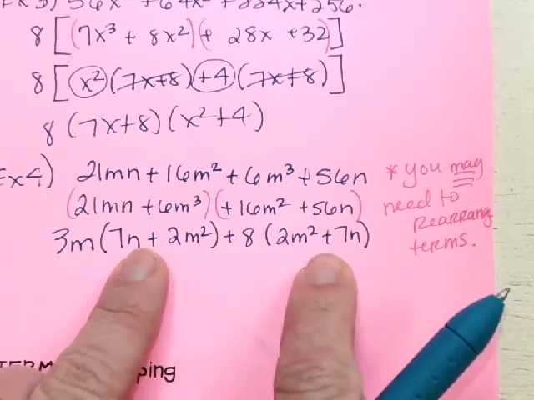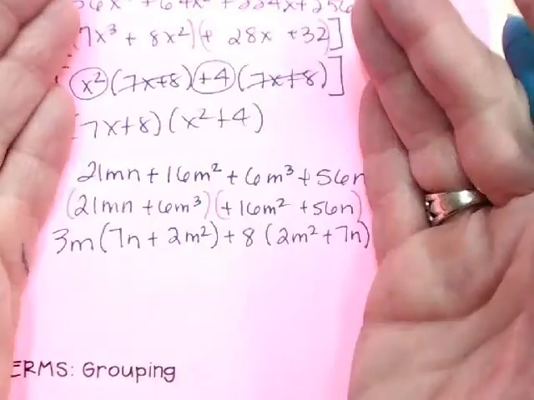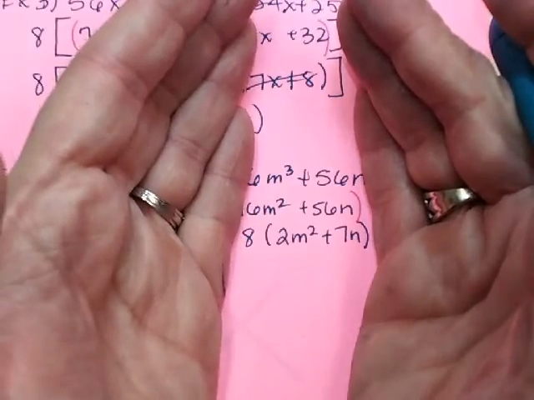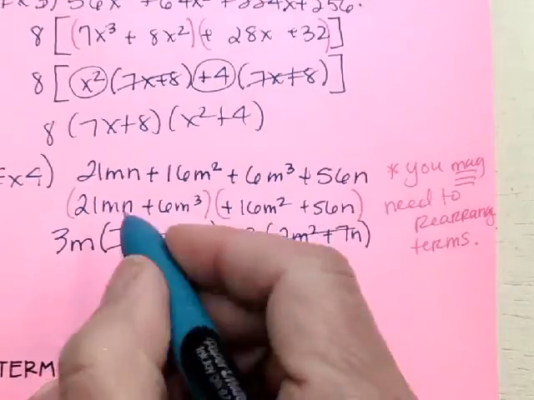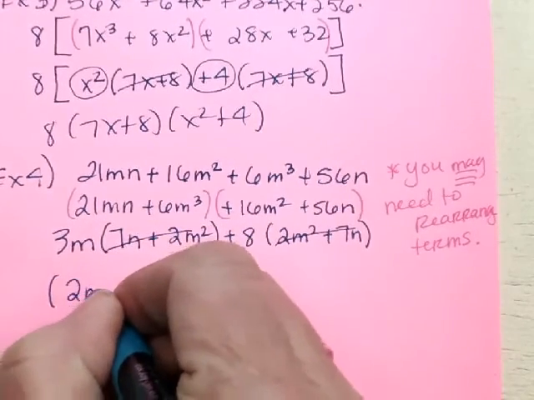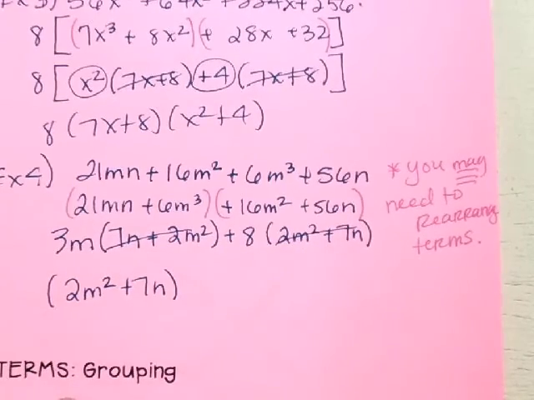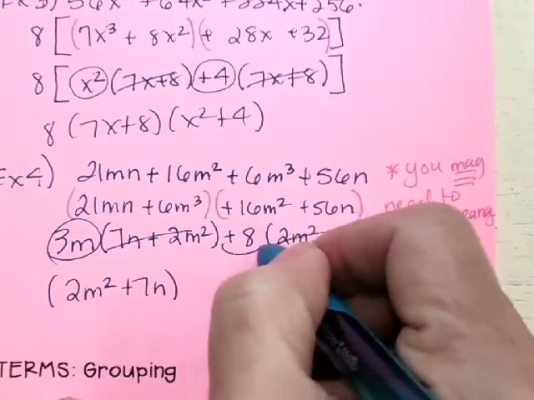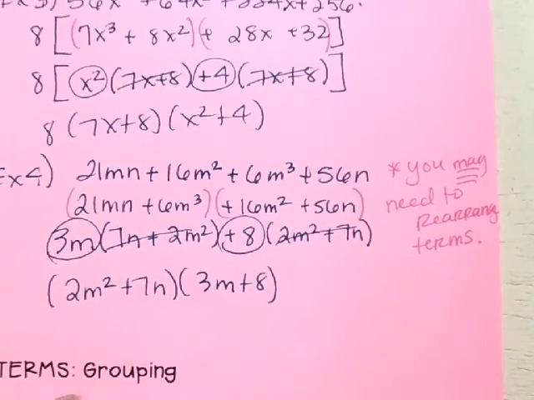Okay, so look, they're flipped around backwards, but that's okay because addition is commutative. So this is my greatest common factor. I have a 7n plus 2m squared. I have a 2m squared plus 7n, which is the same thing. So here's my greatest common factor. I can take out, and it doesn't matter which order you write it in, that greatest common factor, and it leaves me behind a 3m plus 8. So there's grouping.